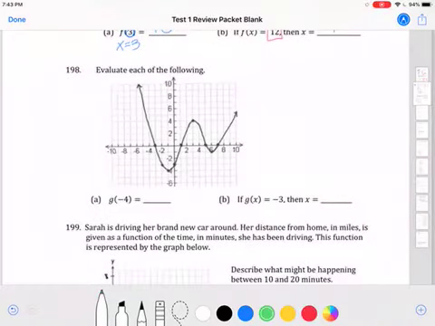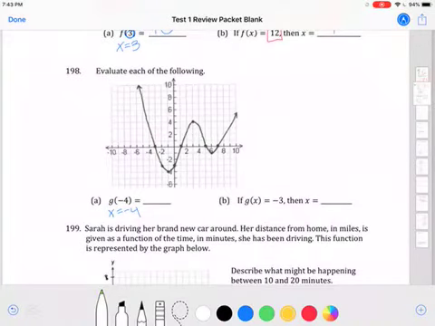All right. 198, same idea, but instead of a table, now I'm using a graph. So g of negative 4. Same idea, it's telling me that x is negative 4. It wants to know what y is when x is negative 4. So I go on my x-axis to where x is negative 4, and I just scoot on up, and I look over. When x is negative 4, my y value is 3.